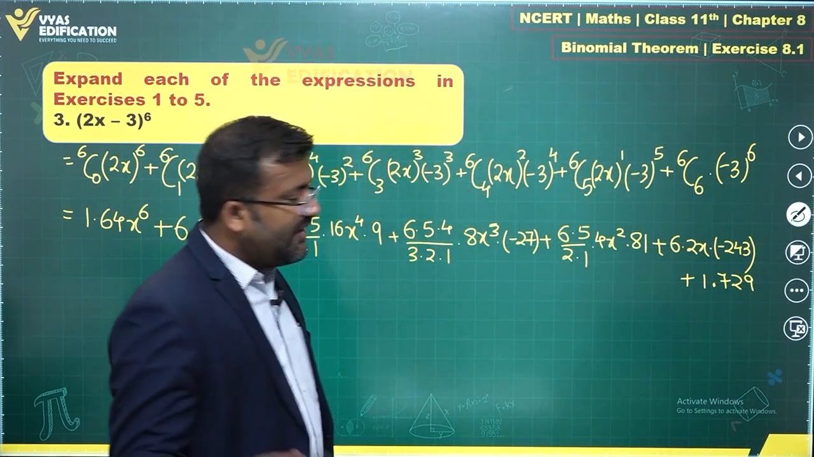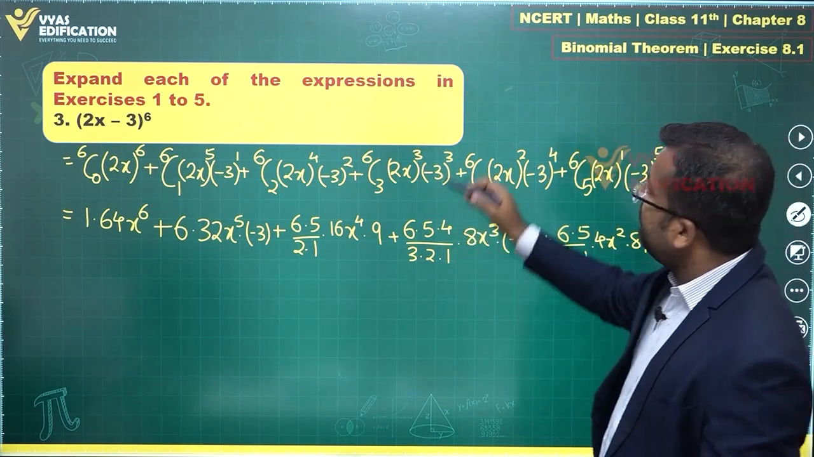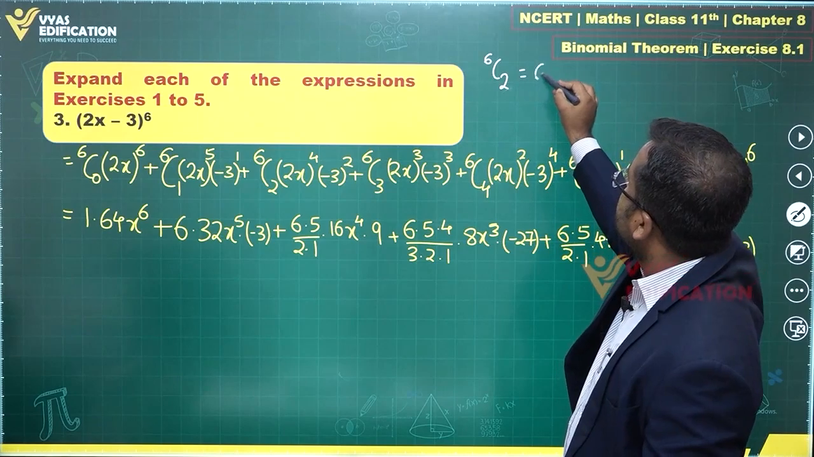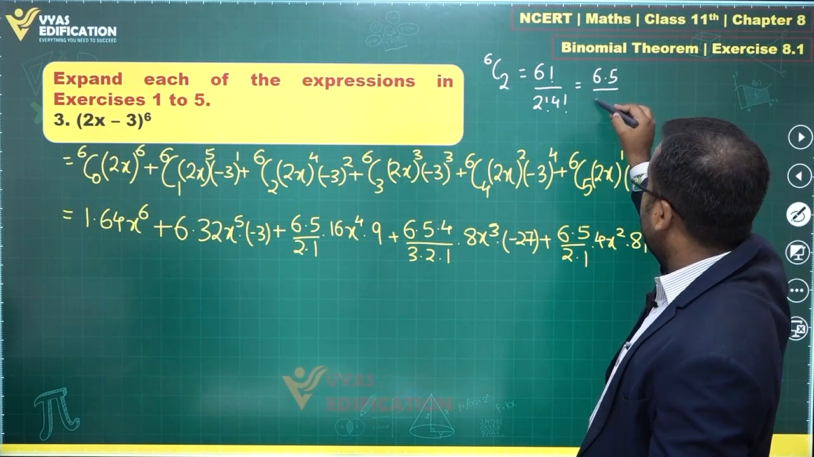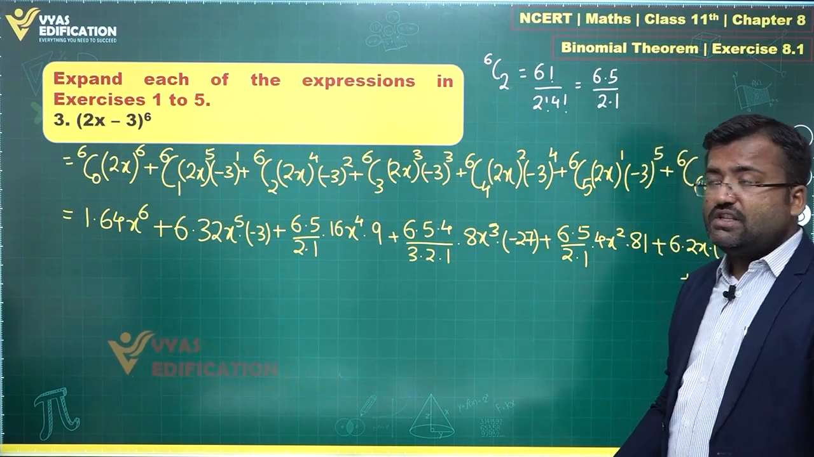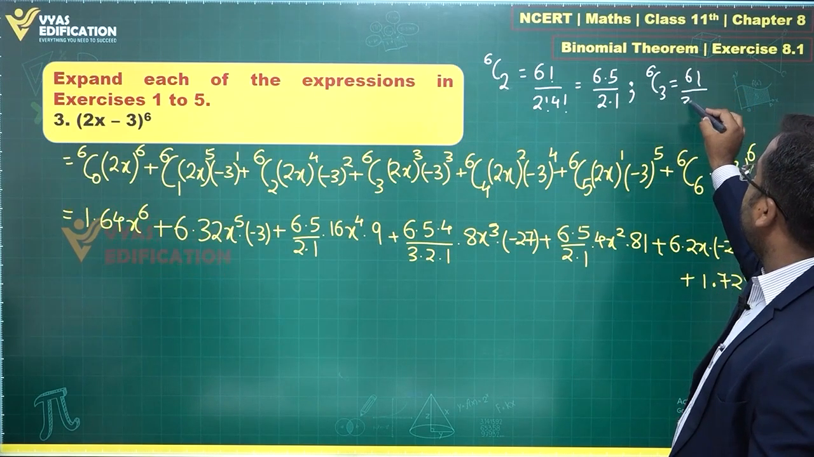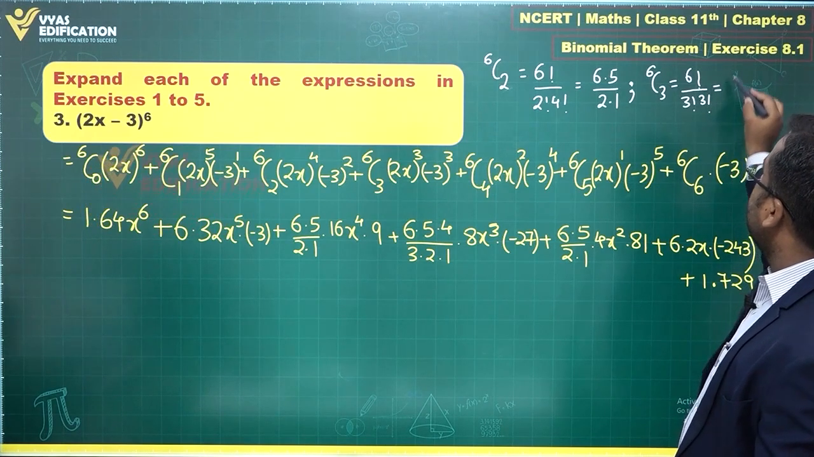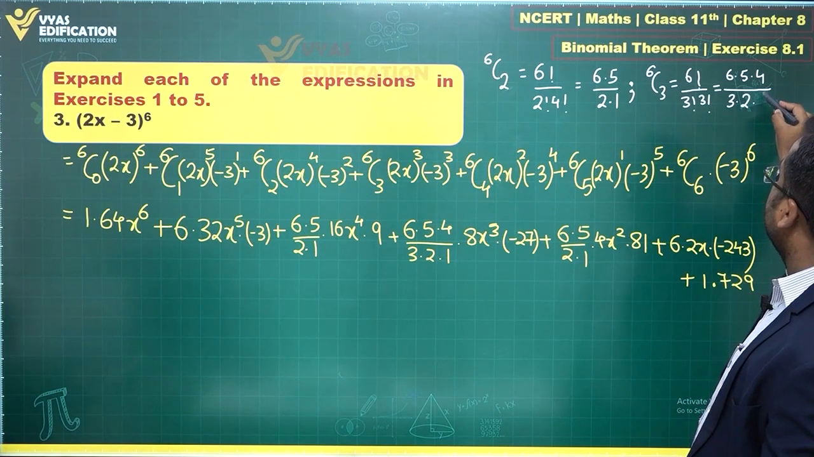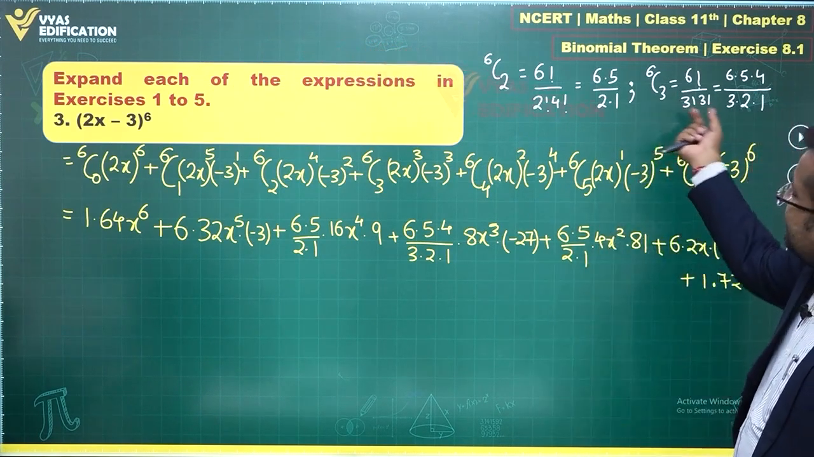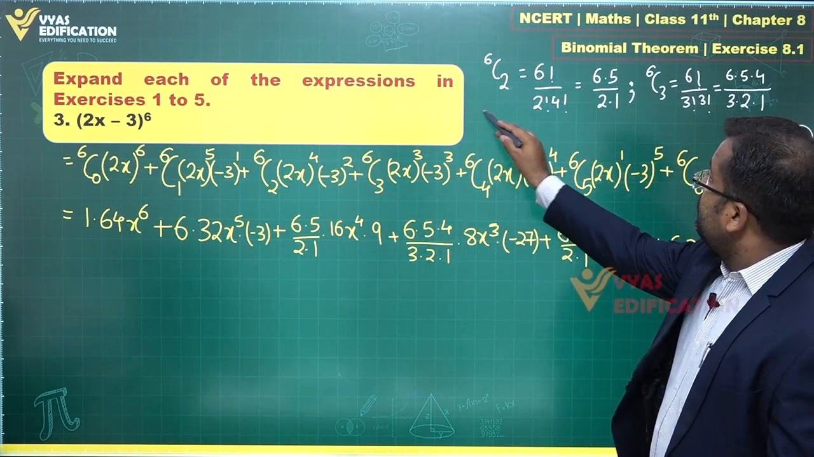So what all have I used over here? Let me write them again. I have written 6C2 as 6 factorial over 2 factorial 4 factorial, which simplifies to 6 into 5 over 2 factorial, which is 2 into 1. I have used this. Then I have also used 6C3 equal to 6 factorial by 3 factorial 3 factorial. This simplifies to 6 times 5 times 4 times 3 factorial over 3 factorial times another 3 factorial, and the 3 factorial will get cancelled. Another 3 factorial will remain here. So I've written 6C3 as this. I've also used the powers of 3.